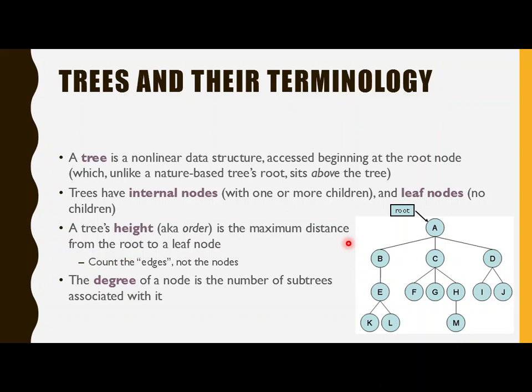That becomes important because we're going to talk about binary trees in a minute, and most of what we're going to play with is going to be binary. So we want to measure the height of a tree and also look at how many children each particular node has, which is the degree of that particular node. So hopefully all those terms make some sense.